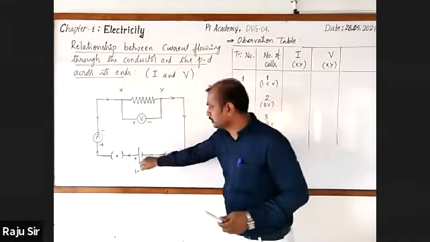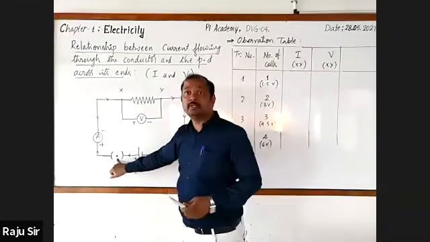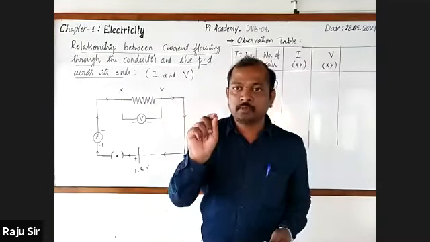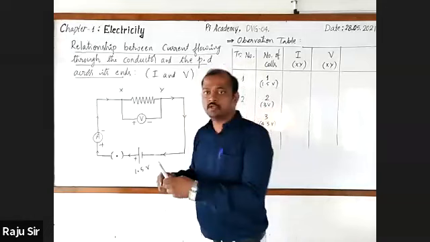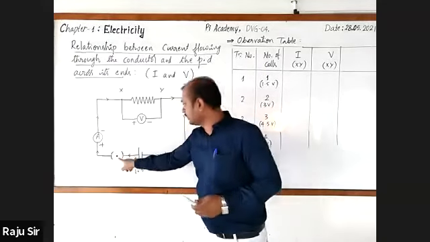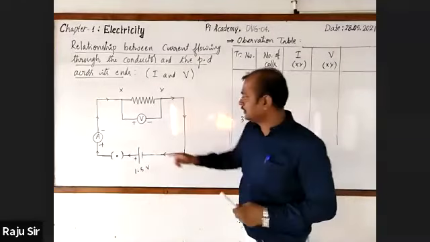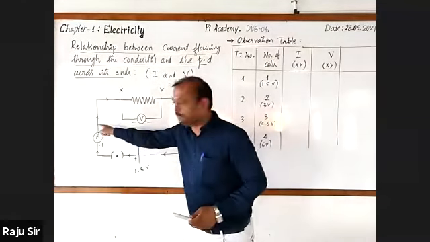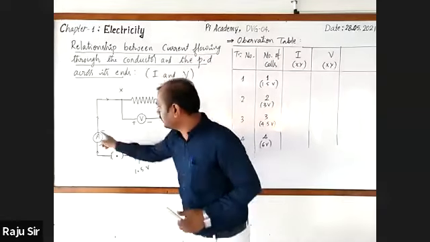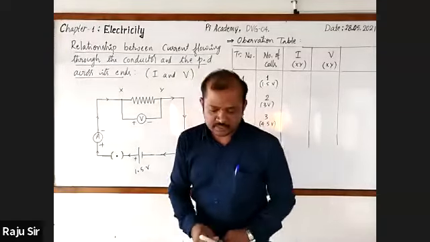And you have to close the circuit. Please do remember, when you are conducting the activity, the circuit should be closed. When the actual trial is going to be taken, you have to switch on. Now we have switched on, current starts flowing, and that can be recorded in the ammeter. Here I have listed the ammeter reading.